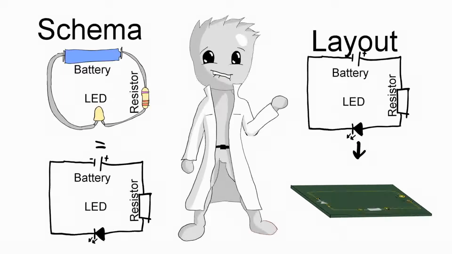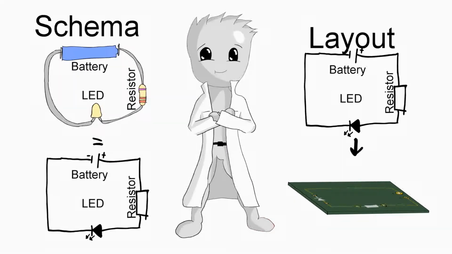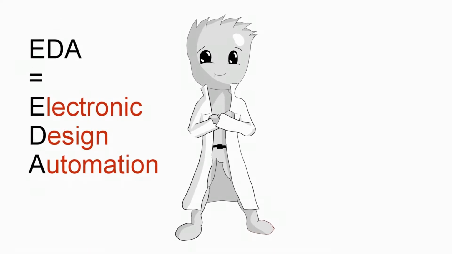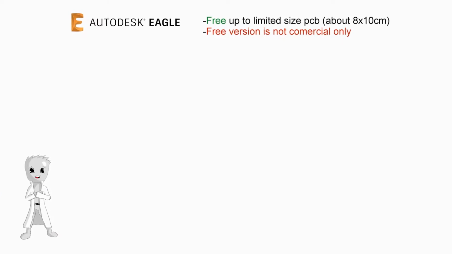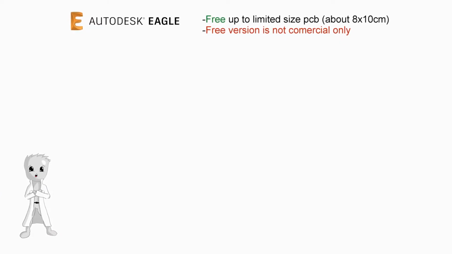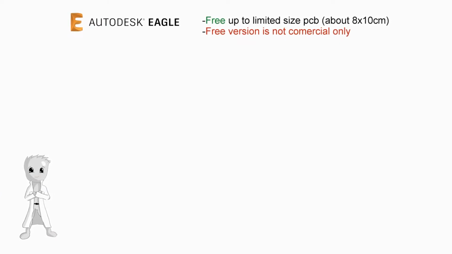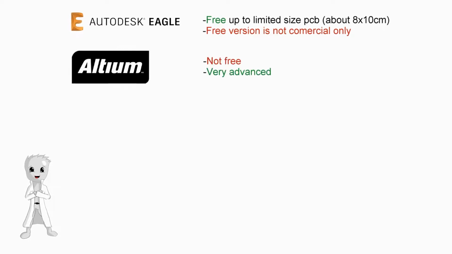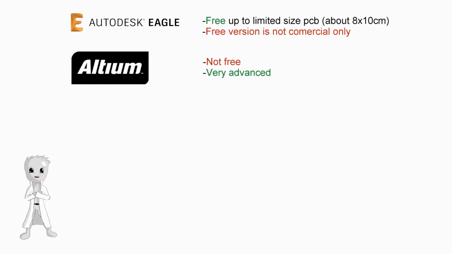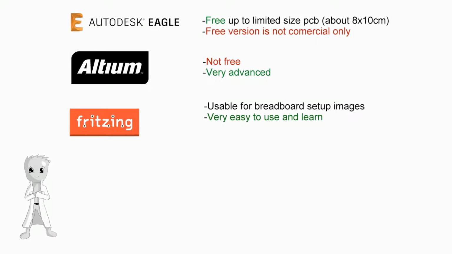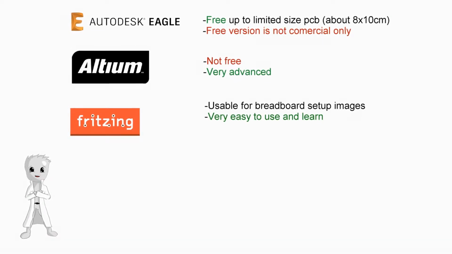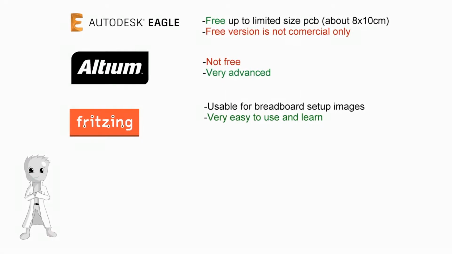There are many different software applications to make those PCBs. They are called EDAs. Some common EDAs are Eagle from Autodesk. It's free up to a limited sized board, but the free version may not be used commercially actually. Altium, this is an expensive one, mainly used in big companies. Fritzing, you may have seen the images of the circuits. Those are made with Fritzing. But Fritzing can also be used to make PCB layouts, mainly used by hobbyists.